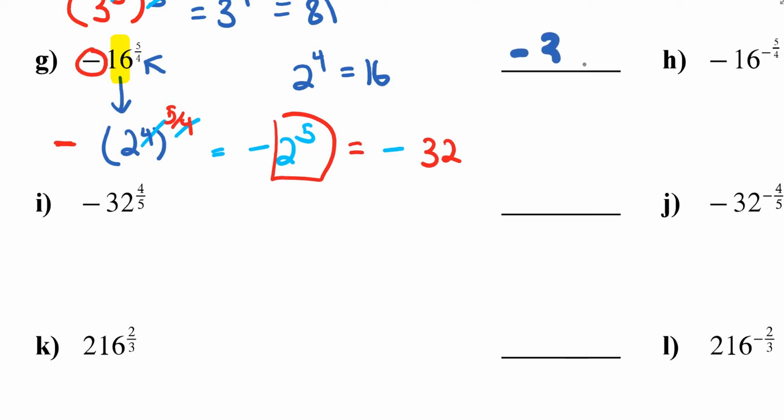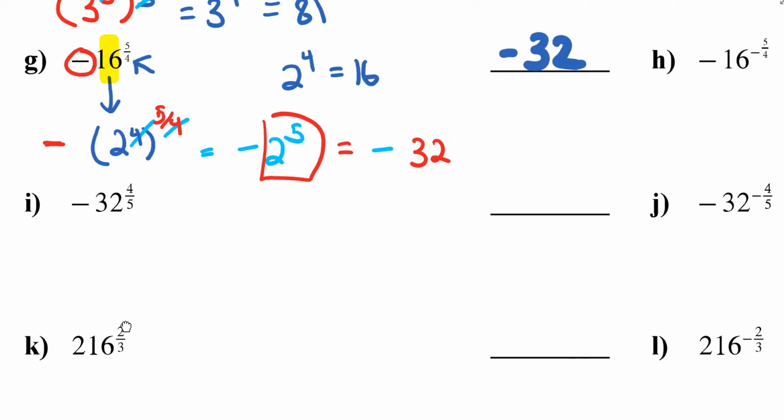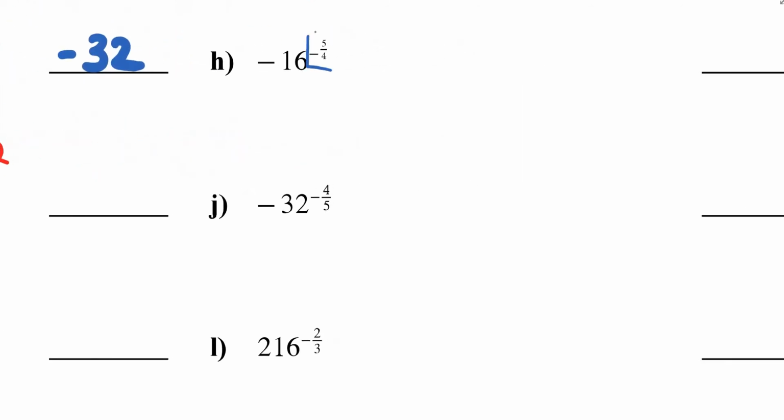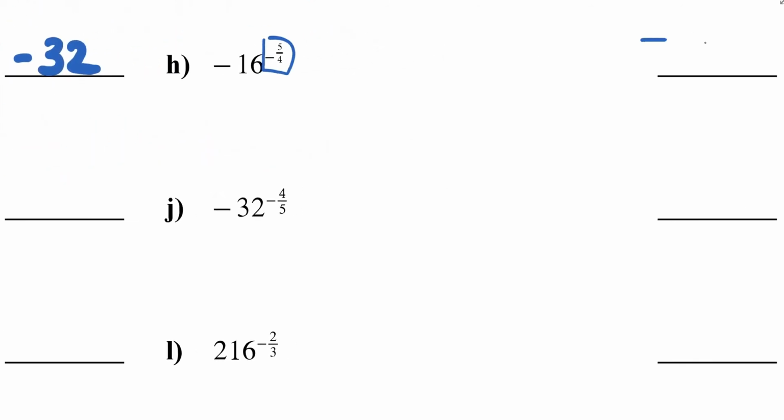Okay, so negative 32 there, and that means for letter H, because there's a negative exponent there, it's going to be negative 1 over 32.